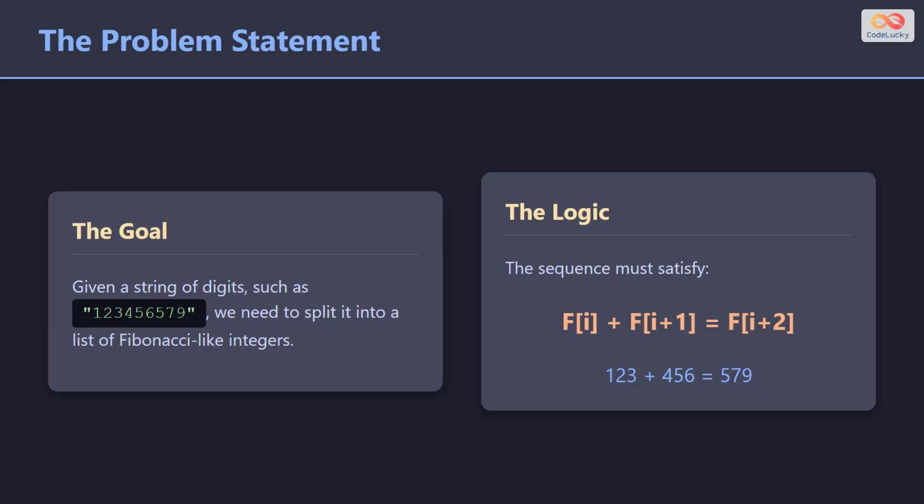Let's clarify the goal. We are given a string composed entirely of digits. Our task is to split this string into a list of integers that follows the rules of the Fibonacci sequence. This means for every number after the first two, it must be the sum of the previous two numbers.